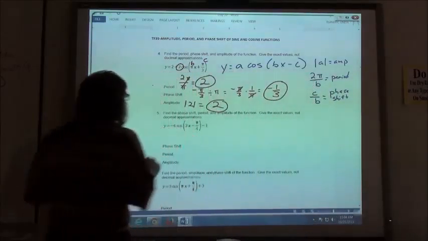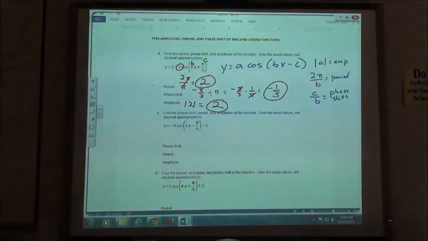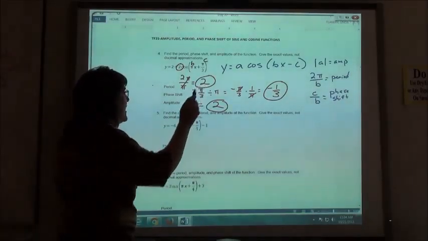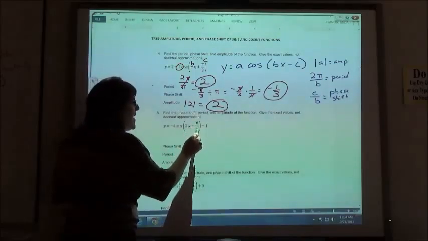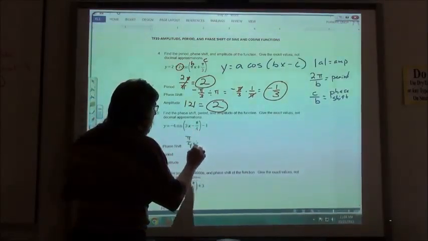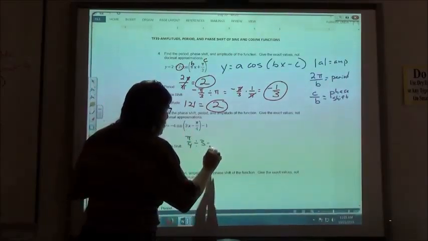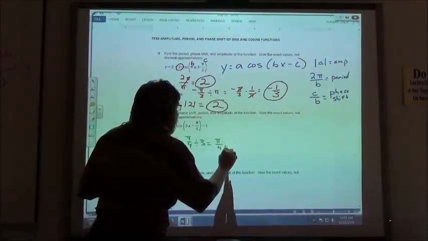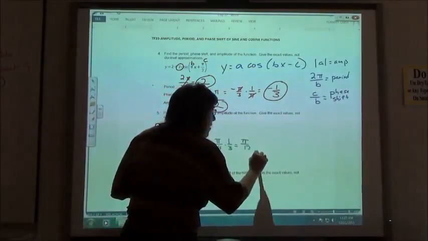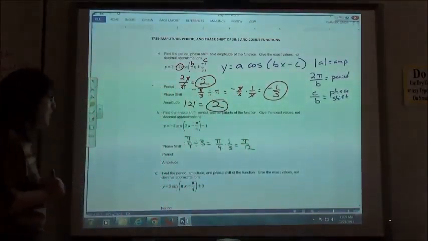So number 5, same thing. They switched them around, find the phase shift, the period, and amplitude of the function. And so for my phase shift, I'm going to do c over b. So c here is a positive pi over 4. I'm going to divide it by my b value, which is 3. So pi over 4 times 1/3 would give me pi over 12 for my phase shift.